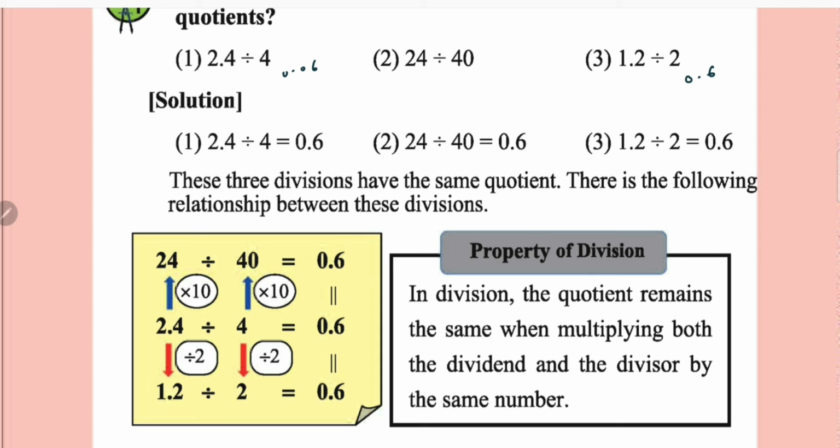So what you must know here, when both numerator and denominator are multiplied with the same number, then the quotient remains the same. Or when both dividend and the divisor are multiplied with the same number. 2.4 into 10 is 24. 4 into 10 is 40. Similarly, 2.4 by 2 is 1.2. 4 by 2 is 2.